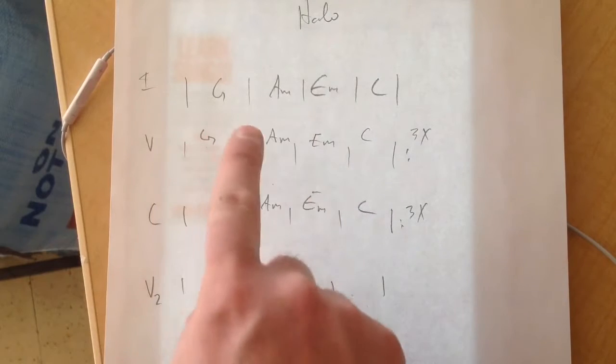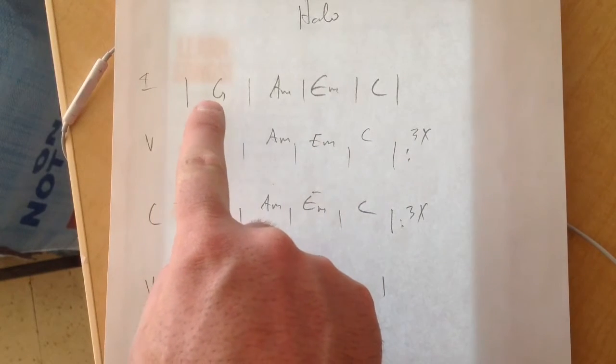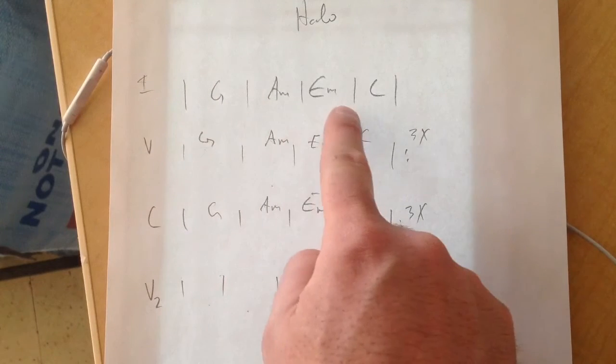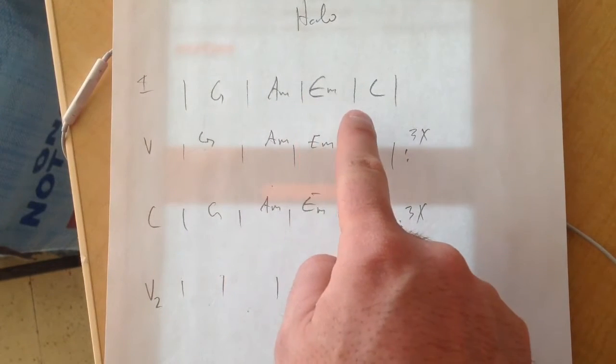We're going to program it. So each of these represents a measure. So this will be 1, 2, 3, 4, A, 2, 3, 4, E minor, 2, 3, 4, C, 2, 3, 4.